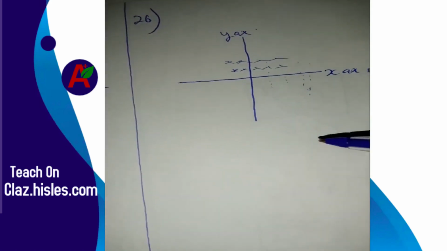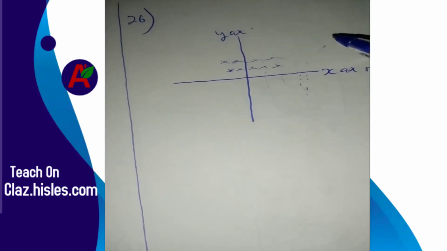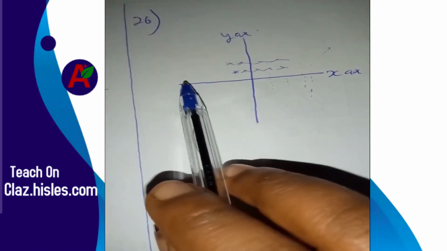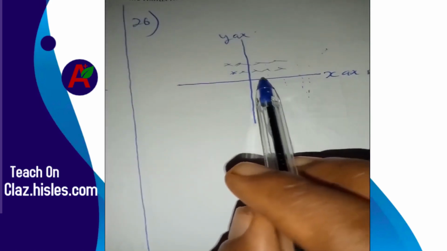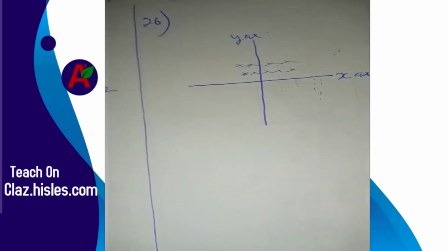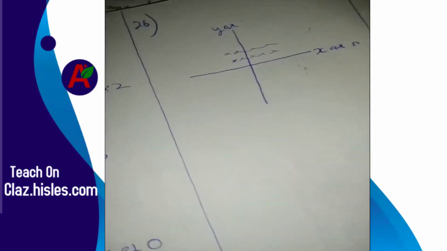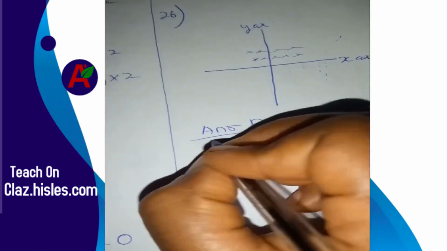Okay, so what is that? Means that the direction of x goes horizontally and the direction of y goes vertically. So if we're checking horizontally, the line y equals 0 will be this line, and this line is our x-axis. So the answer to number 26 is x-axis, and you have x-axis among the options here. So the answer to number 26 is B.